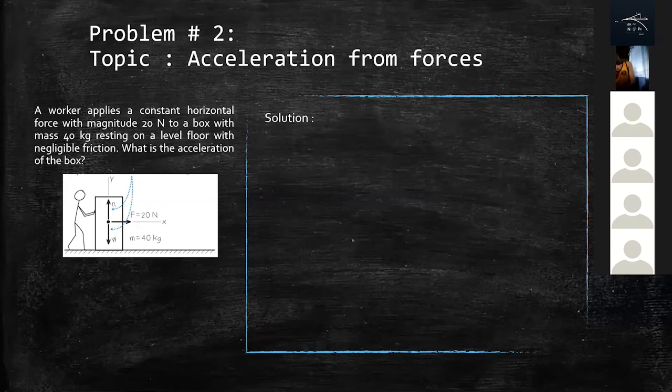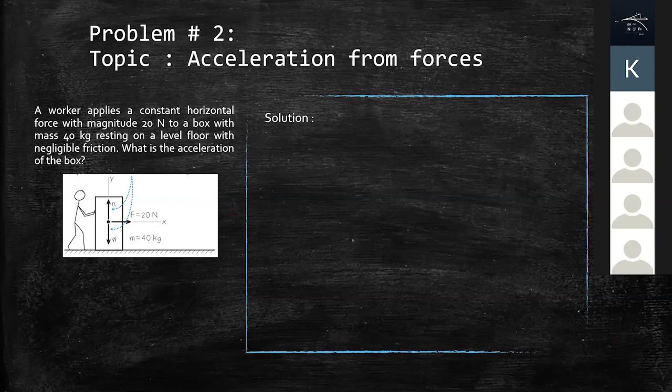Here's an example with a given acceleration from forces. This is from Newton's law again. A worker applies a constant horizontal force with magnitude 20 Newton to a box with mass of 40 kg resting on a level floor with negligible friction. So what is the acceleration of the box? From the given drawing, we have a force going to the right, that's positive. We have a weight going downward and weight is force, but we have a given mass of 40 kg. We also have a normal force upward.